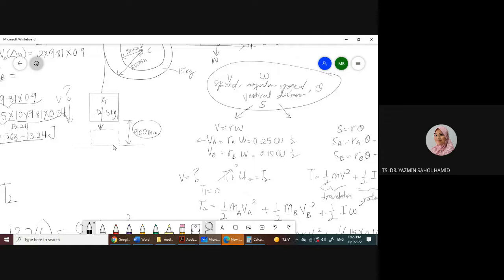What do you have to use? Principle of energy. If you are asked to calculate time taken, time, impulse, you have to use impulse. mv1 plus Iω equals impulse plus mv2 plus Iω. So you have to look at what has rotation, what has movement, what you consider. The same question can be extended to ask another thing.